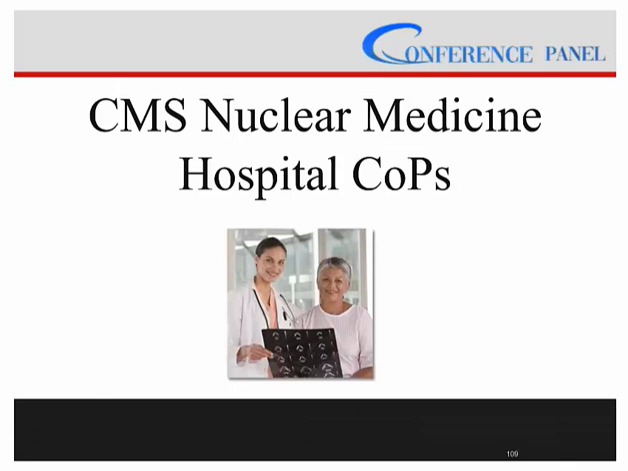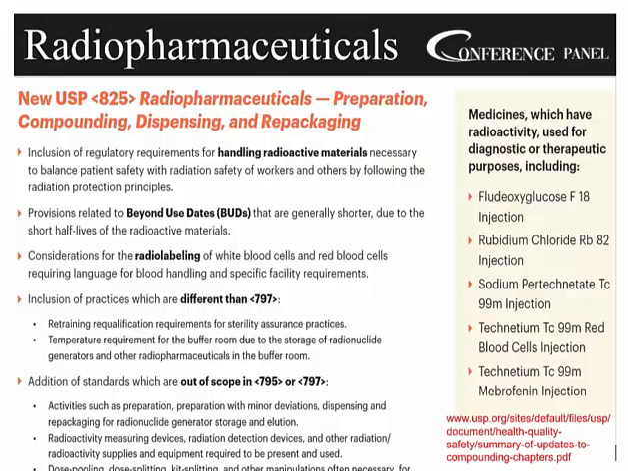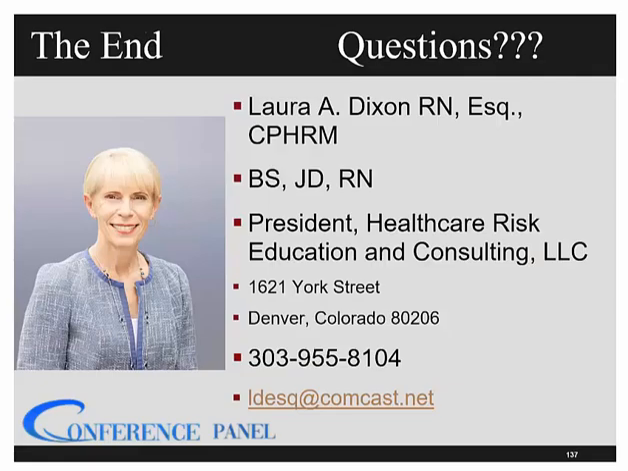I want to go ahead and talk about nuclear medicine. Nuclear medicine services have to meet the needs of the patient. It is optional. You don't have to have nuclear medicine in each and every one of your hospitals. If you do, you have to follow the conditions of participation. You also have to follow acceptable standards of practice. That's just a given. And then just to wrap it up, we do have the radiopharmaceutical, the new USP. Now, usually CMS would cite USP within their medication standards and any other standard. They've started to get away from that only because USP tends to change frequently, and honestly CMS just couldn't keep up with it. And so with that, we have come to a conclusion.